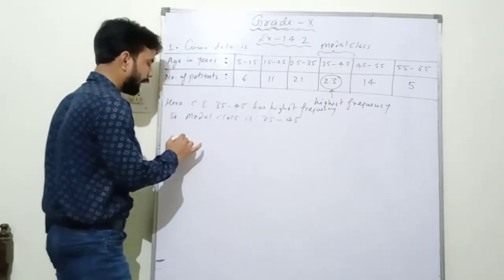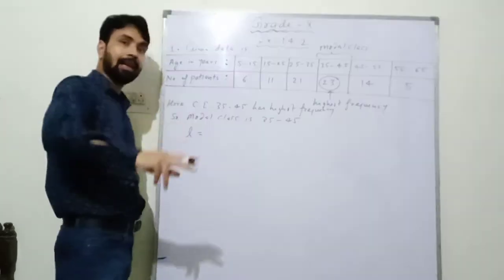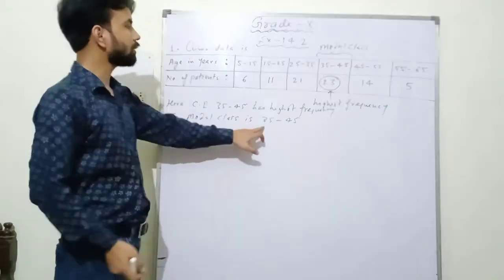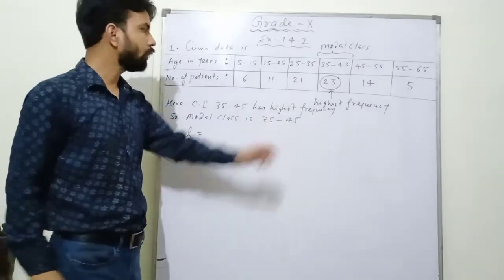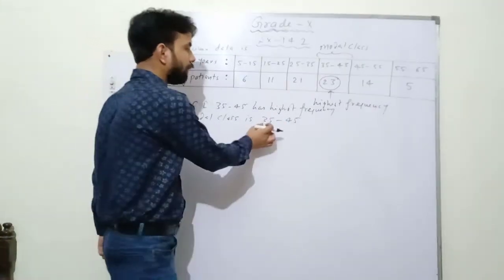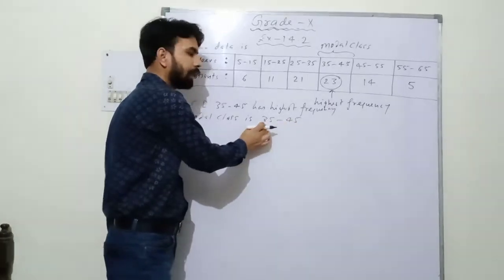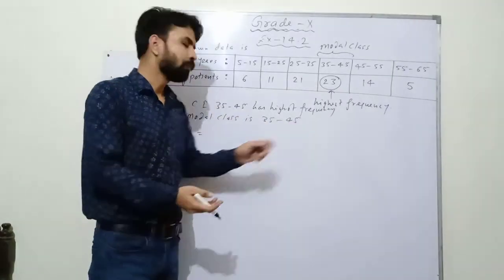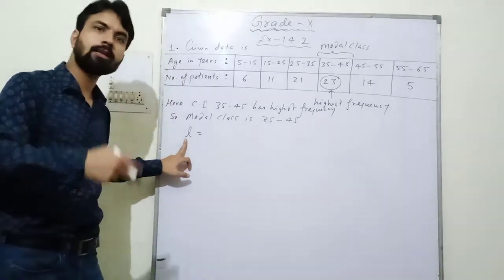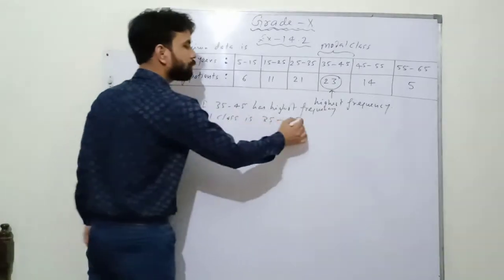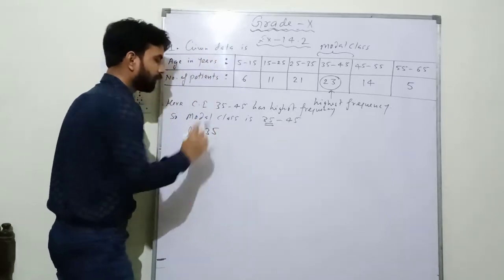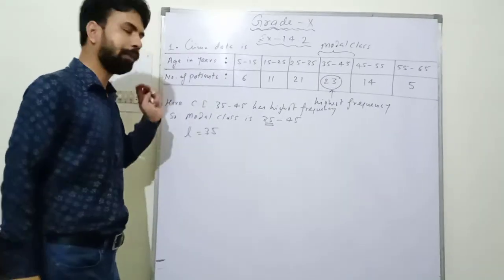Now we have to find L. What is L? L is the lower limit of the modal class. The modal class is 35 to 45. So I told you in the previous lecture that the very first value of the interval is known as the lower limit and the second value is known as the upper limit. So here we have to find L. L means lower limit. So what is the lower limit of this modal class? That is 35. So we have to write here 35. So L will be 35.